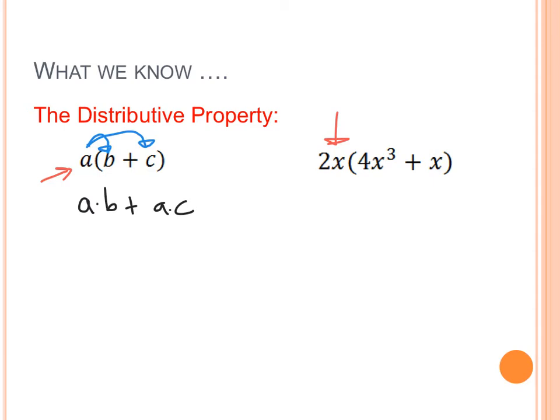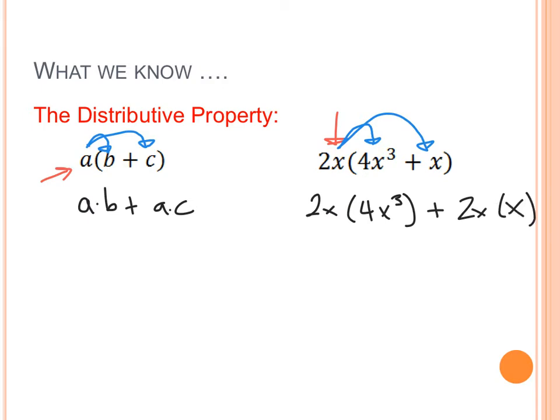Now with the next one here, we kind of do the same thing, but the only difference is that this is more of a variable term rather than just a single number or a single variable, but we're still going to distribute the whole thing. So I'm going to multiply 2x by this and 2x by this term, and what I get from that is I would get 2x multiplied by 4x to the third, and then I would add this with 2x times x.